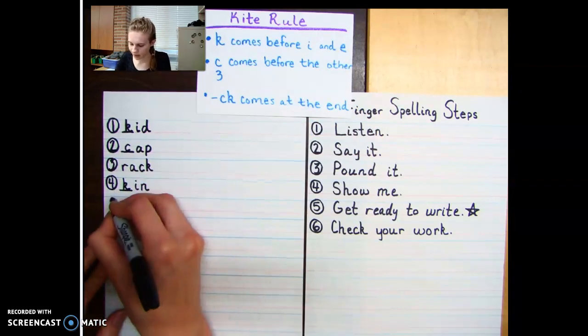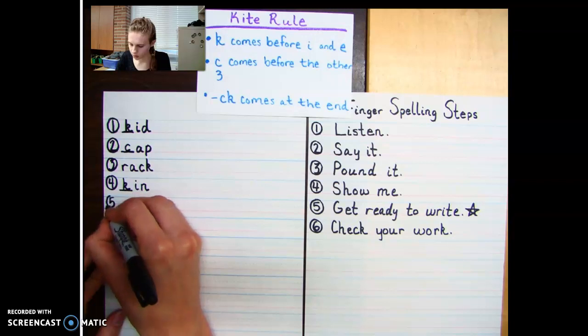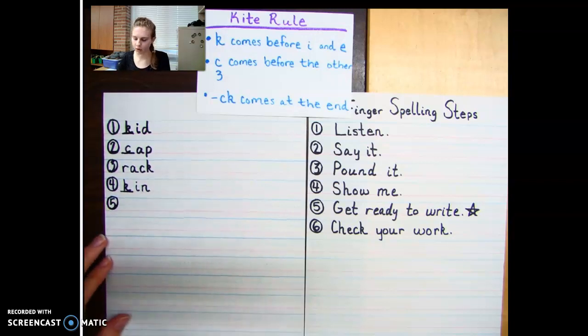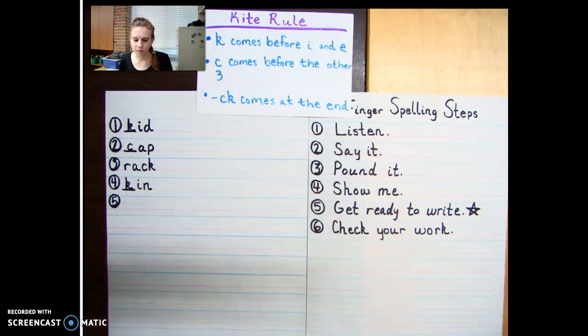Let's go to number 5. I'm having a hard time writing my numbers today, aren't I? Okay, listen. This one's a long one. Are you ready? Your word is slick. Slick. Like, be careful, that ice is slick. It's another word for slippery. Okay, say it. Slick. Pound it. Slick. Oopsie, I did that backwards. Slick. Okay, show me.